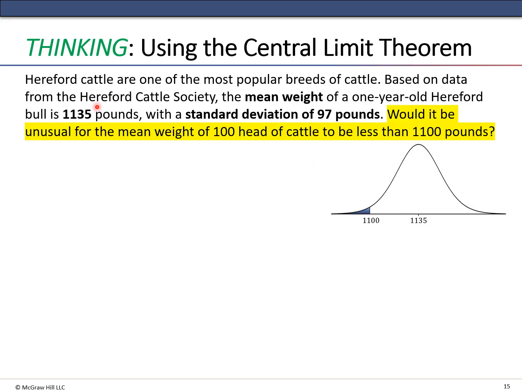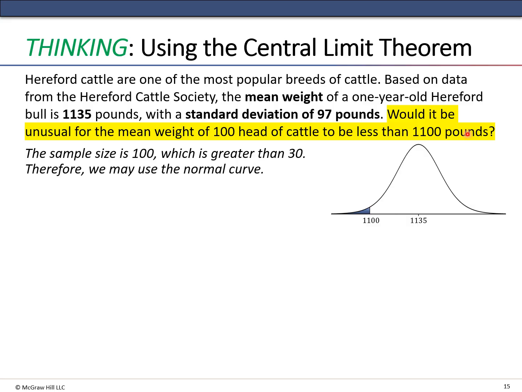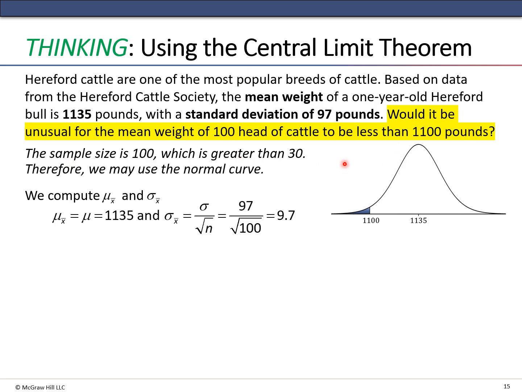So we're given the average weight of the population, the standard deviation of the population. We know that we have a sample size of 100 and we have the x value. So let's first calculate the mean of the sample distribution and the standard deviation. Also, we know we can use the normal curve because the sample size is greater than 30. So our sample mean is the same as the population, and we've calculated the standard deviation here to be 9.7.